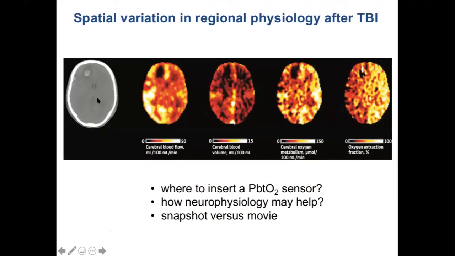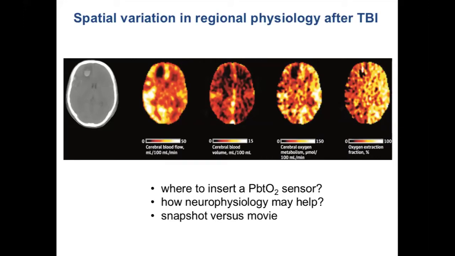You see here a CT scan with a patient with a right frontal contusion, and another bit of contusion here. And look at the PET scan. Okay, the core of the contusion is destroyed, but in the same brain, a part of hyperemia, increased CBF, and you see that the oxygen metabolism is very different and the oxygen uptake is different. So huge heterogeneity. Why is that important?